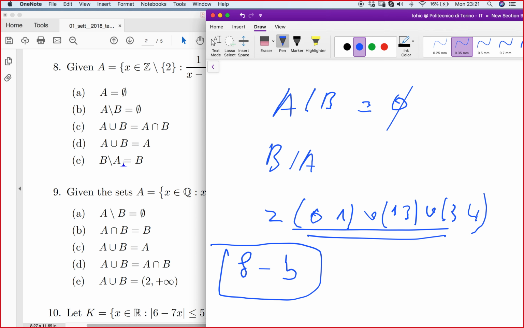With this, we can stop this recording here, and then we will continue in our next lecture by solving numbers 9 and 10.